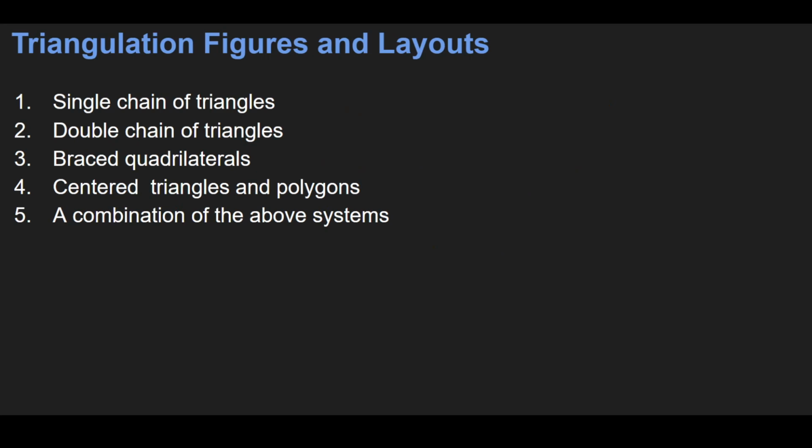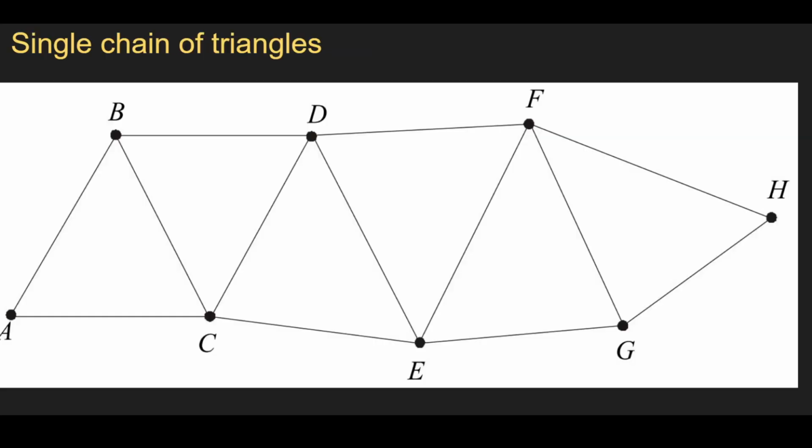Okay, for triangulation figures and layouts, so we have 5 right here: single chain of triangles, double chain of triangles, braced quadrilaterals, centered triangles and polygons, and a combination of the above systems. Now let's show some figures of these. So we have here the single chain of triangles.